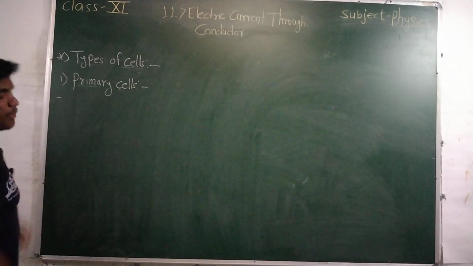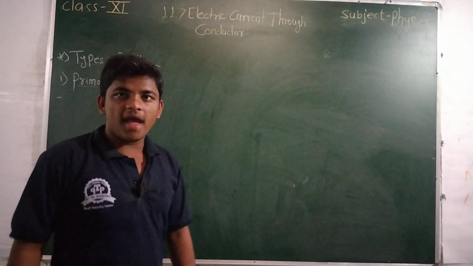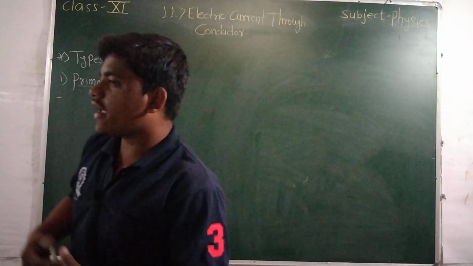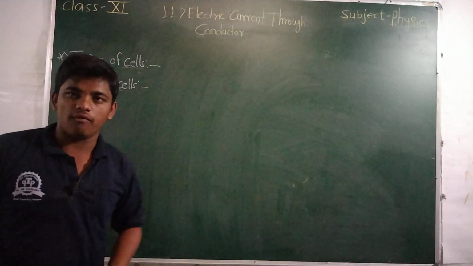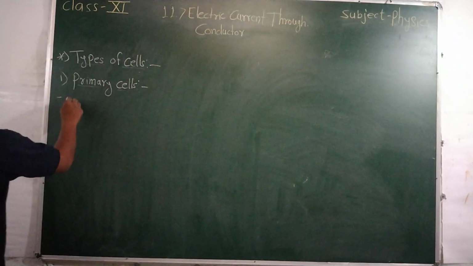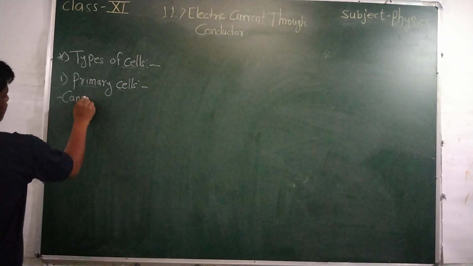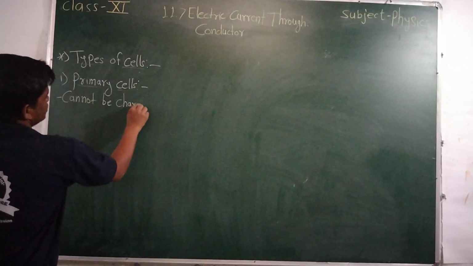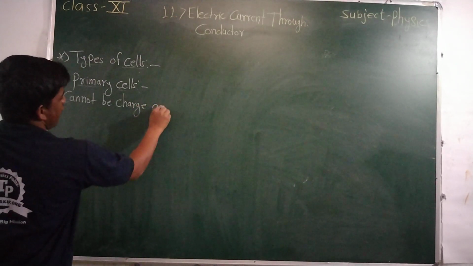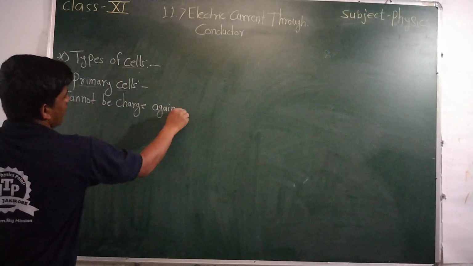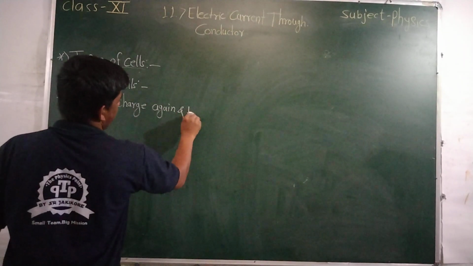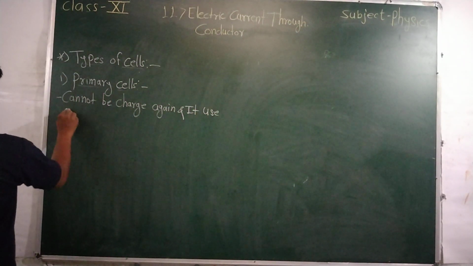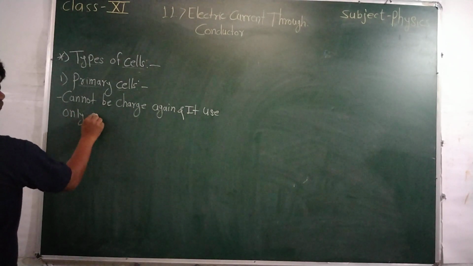The first point of primary cells: a primary cell cannot be charged again and it cannot be used again. It is used only once.